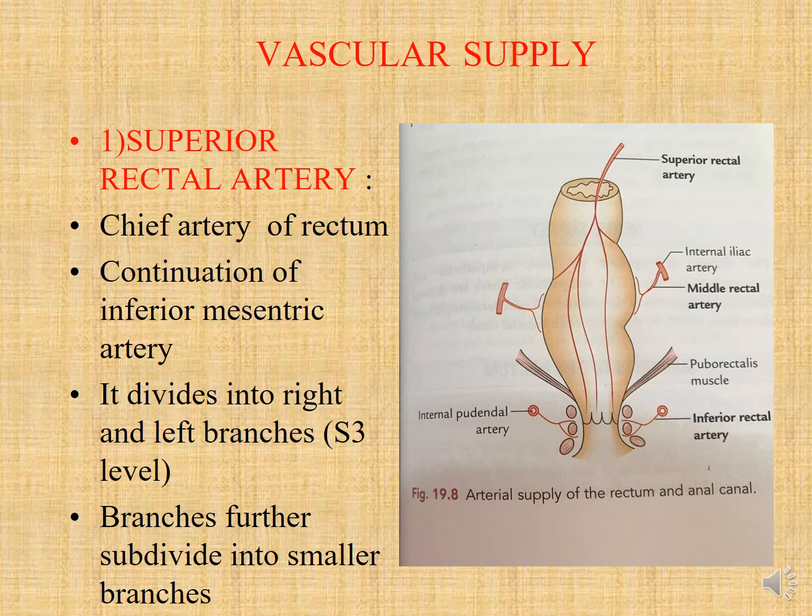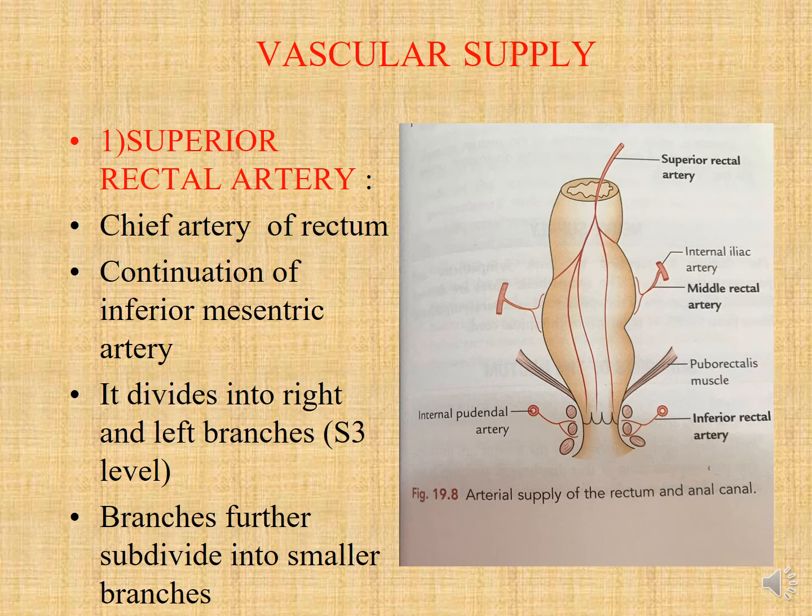So superior rectal artery is the chief artery of rectum, as we can see in the diagram, and it is basically the continuation of the inferior mesenteric artery, which is the artery of the hindgut. Opposite the third sacral vertebra, it divides into right and left branches first of all, and then each branch further breaks up at the middle of the rectum into small branches, which pierce the muscular coat, and then run till the anal columns.